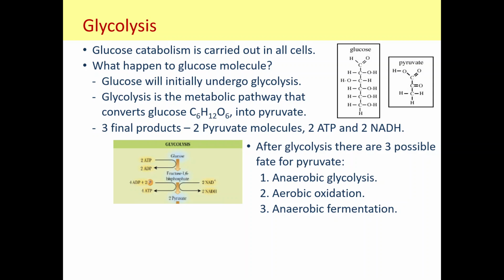What happens to the glucose molecules? In the glycolysis process, the glucose is converted into pyruvate, and three final products are formed, which are two pyruvate molecules, 2 ATP and 2 NADH. After the glycolysis process, there are three possible paths for pyruvate. It may undergo aerobic oxidation, anaerobic glycolysis, or anaerobic fermentation, depending on the abundance of oxygen.